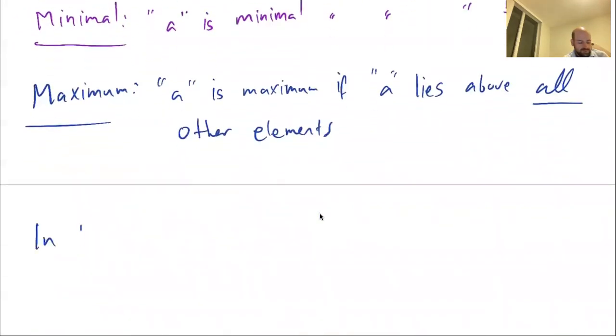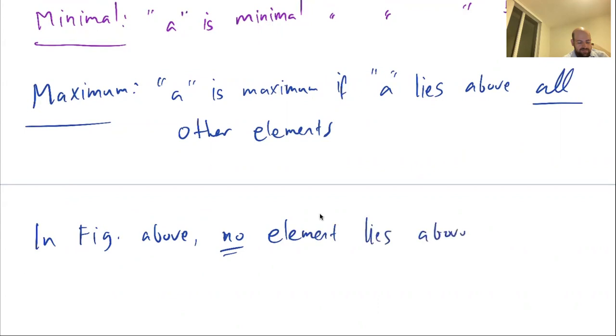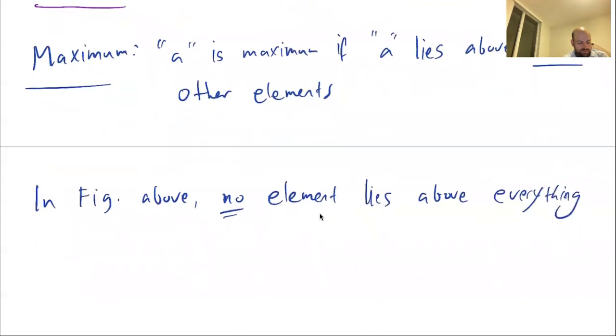So in the figure above, no element lies above everything else. So that means we have no maximum.